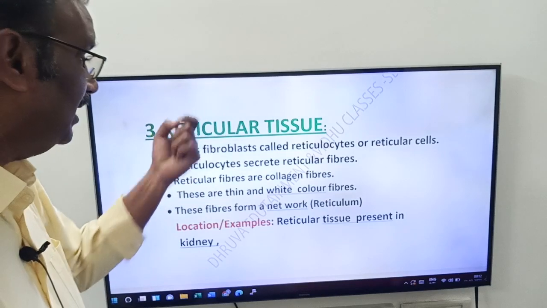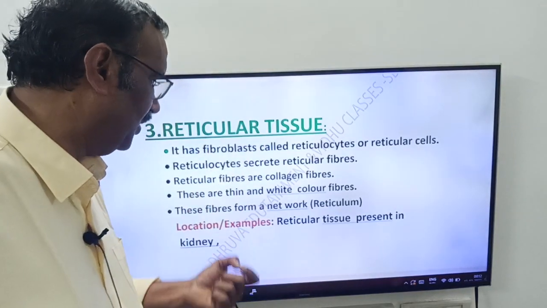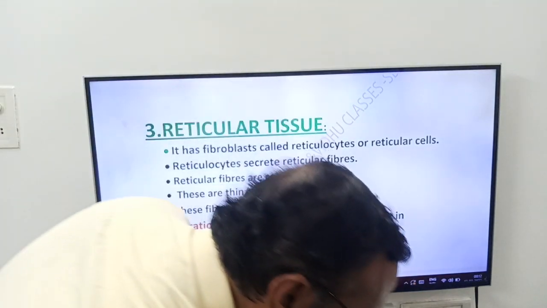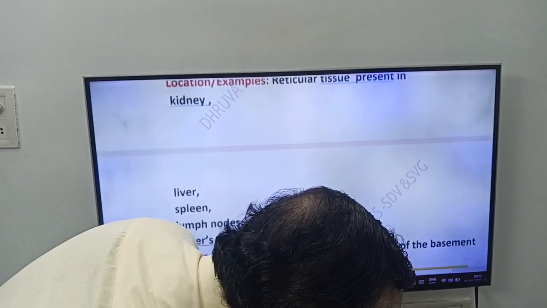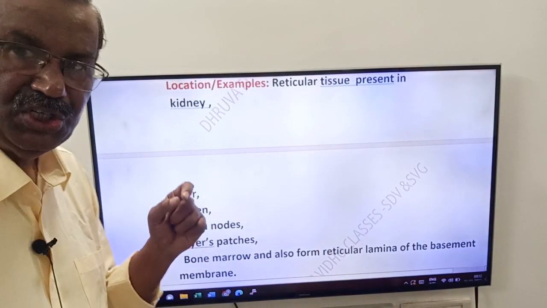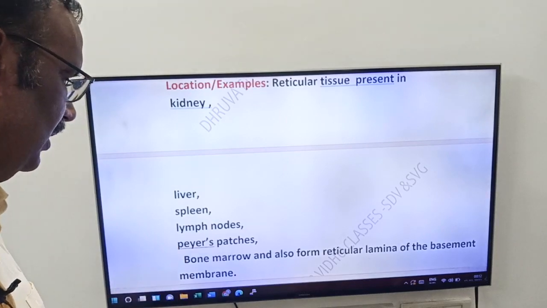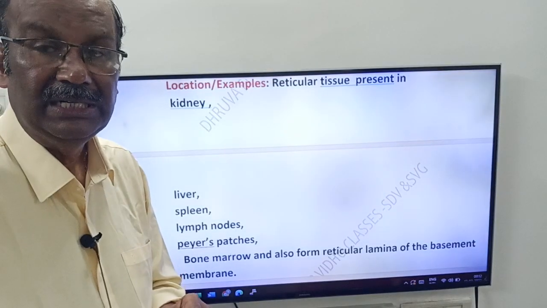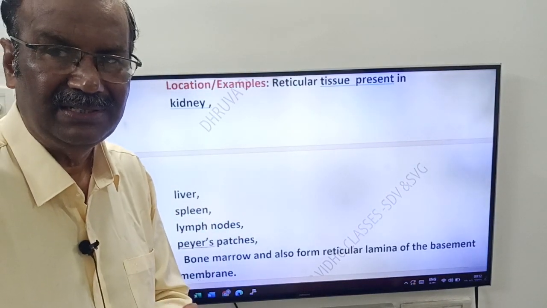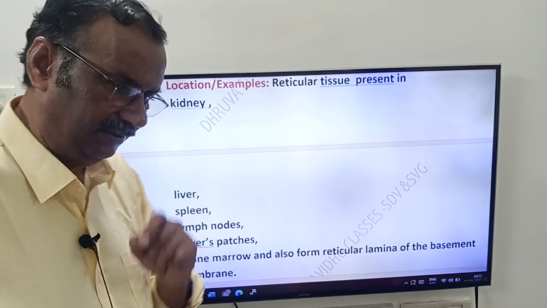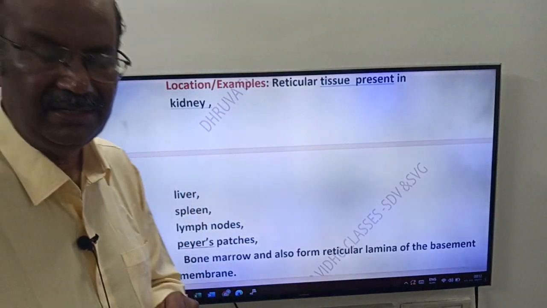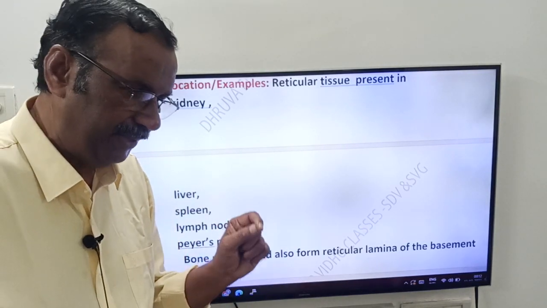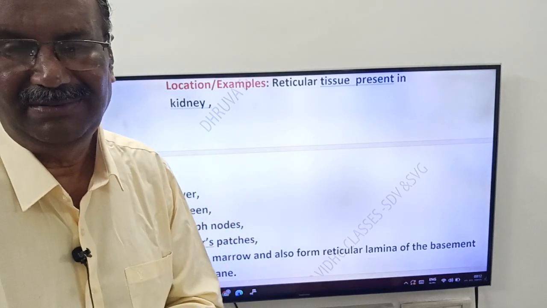Now see, friends, example, location. Where do we have reticular tissue? Reticular tissue is present in kidneys, liver, spleen, lymph nodes, Peyer's patches, bone marrow. Reticular connective tissue location is what, friends? Kidney, liver, spleen, lymph nodes, Peyer's patches, bone marrow.